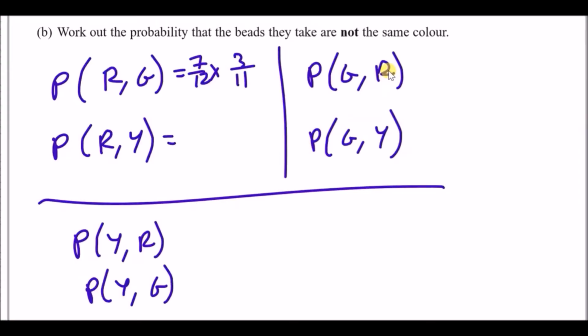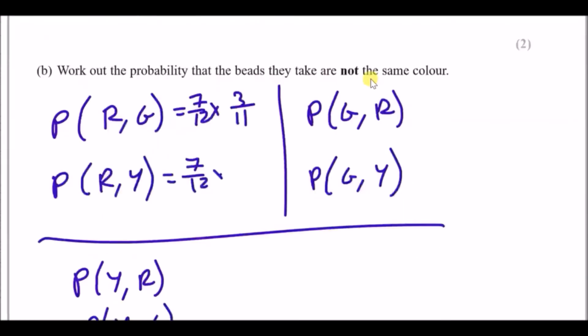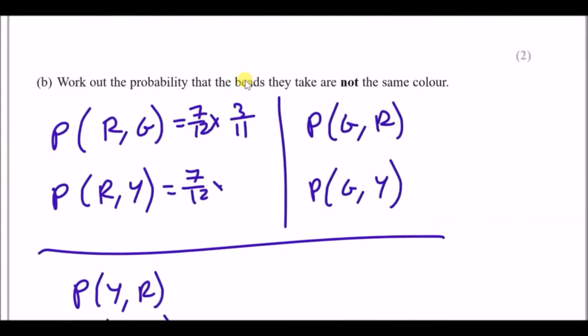To get red and yellow, again, red is 7 out of 12. And to get yellow, there's 2 yellows, and you've got 11 left, so 2 out of 11. So what I'm going to do, guys, I'll just do 3 of these, and then we're going to total them up and then double it.